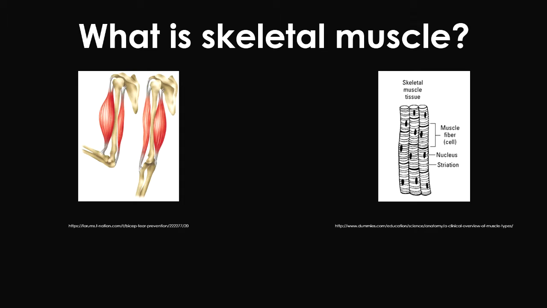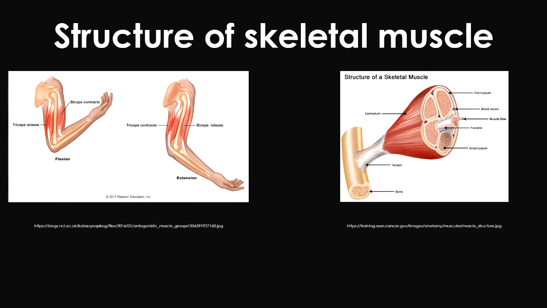They can vary in size, shape, and arrangement, such as the muscles within your ears to the muscles of your thigh. The peripheral portion of the central nervous system controls the skeletal muscles, and therefore these muscles are under conscious control. Moving on to the structure of skeletal muscles. Skeletal muscles consist of long multinuclear cells.